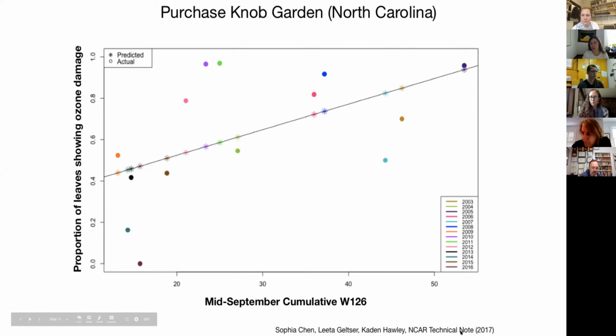And so they looked across years. The first year of data collection at this garden was in 2003. So, like I said, the data collection has been going for a really long time. And it was nice to see that there's a lot of variability here, but there is a statistically significant trend. With higher cumulative W126 values, you see a higher proportion of leaves showing ozone damage. It'll be great to fill this plot in with more data once we have more data.